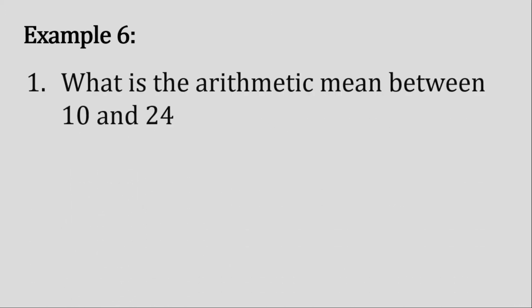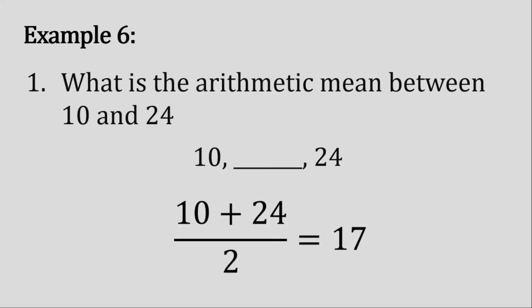Number one, what is the arithmetic mean between 10 and 24? Let's illustrate the question by putting a line between 10 and 24, signifying that we need to put something between them, and that is the arithmetic mean. All we have to do now is to add 10 and 24 and divide it by 2. 10 plus 24 is 34, then 34 divided by 2 is 17. Therefore, 17 is the arithmetic mean of 10 and 24.